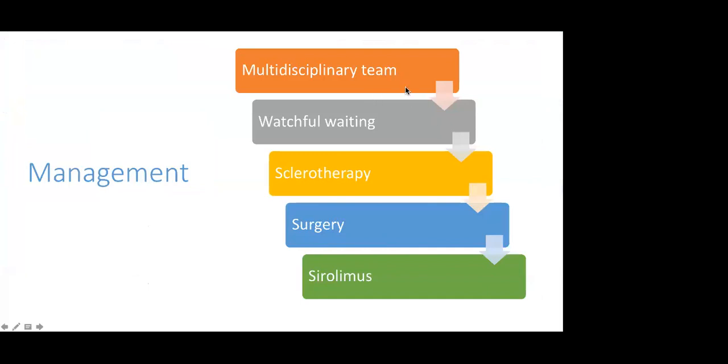Management, in most instances, a multidisciplinary team is advised for these patients. Most of them, if it's not disfiguring and not causing obstructive symptoms, people would suggest watchful waiting. But the head and neck ones, the parent often wants some form of therapy, and then sclerotherapy for macrocystic disease has been advised, followed by surgery if a poor response, for microcystic disease that's amenable to surgery, and then as a last resort, sirolimus.